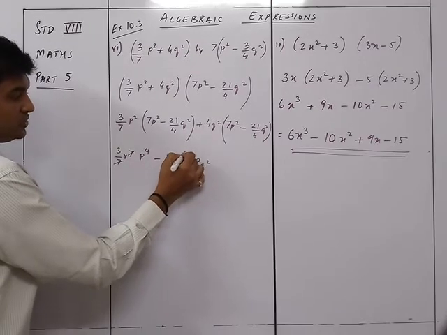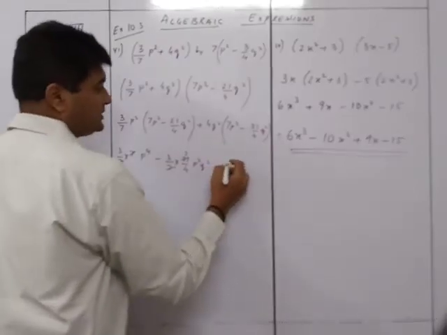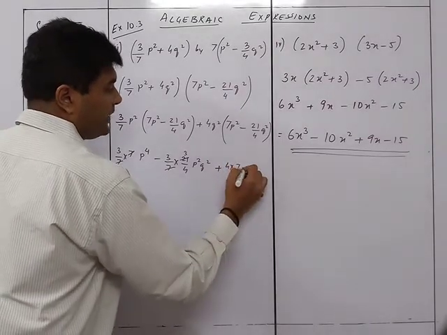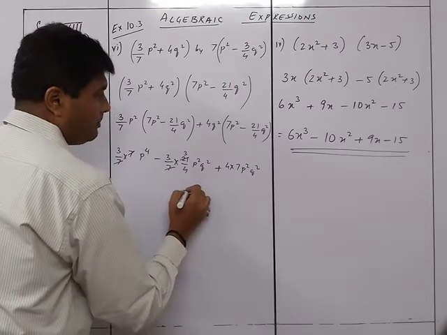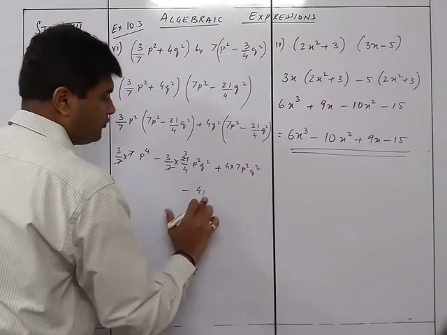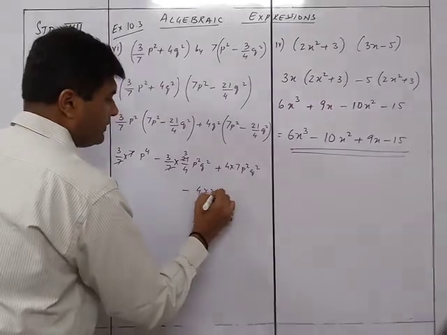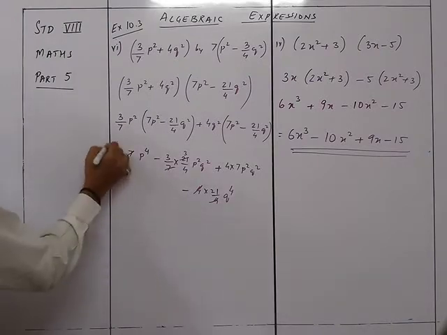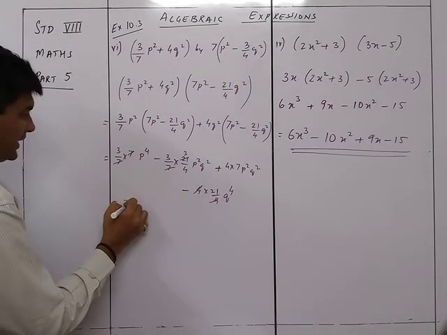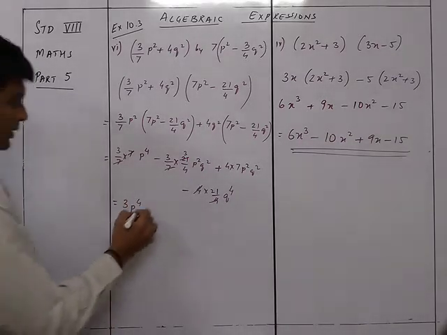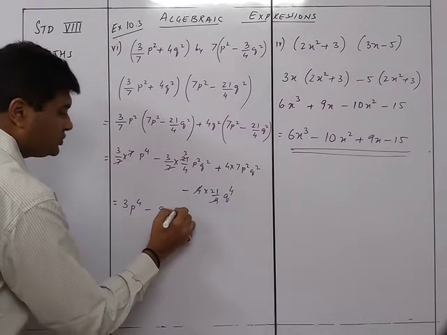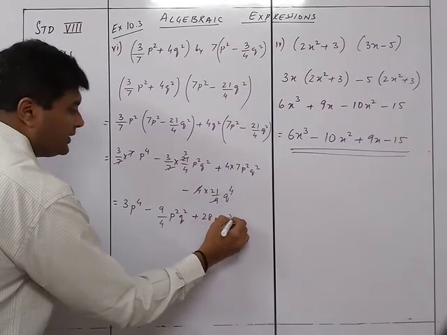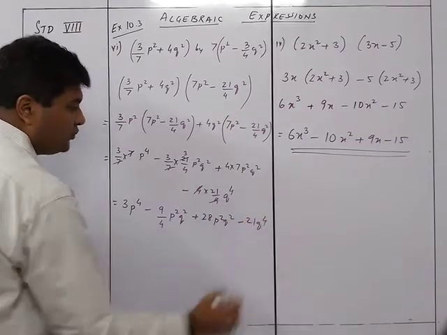So here this cancels to 3, plus 4 into 7 q, p square q square, minus 4 q square into 21 upon 4 q raised to 4. So this gives you 3p raised to 4 minus 9 upon 4 p square q square plus 28 p square q square minus 21 q raised to 4.